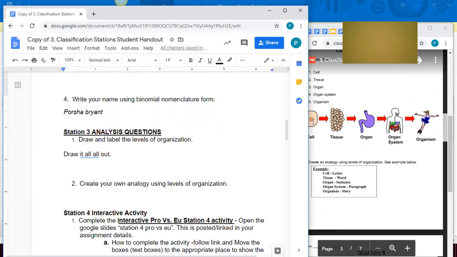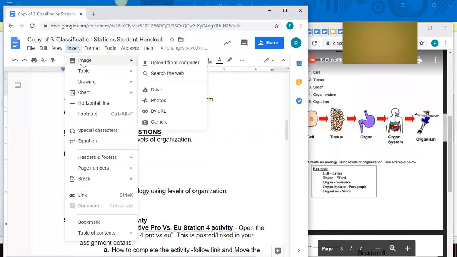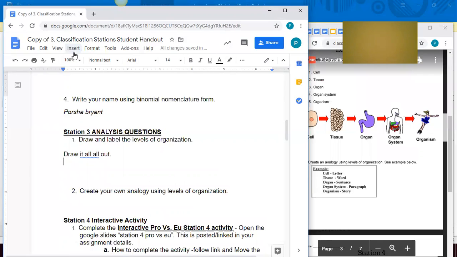Okay, so you're going to draw cell, tissue, organ system, organism, and then you're going to maybe take a picture of it and send it to me like that. Now, if there is a way that you want to actually connect all of that to your computer or take a picture with your phone, you can insert the image straight from there by using insert image at the top. Okay, so just maybe you're going to draw it on paper, take a picture. You can insert it here or you can attach it on your actual assignment.